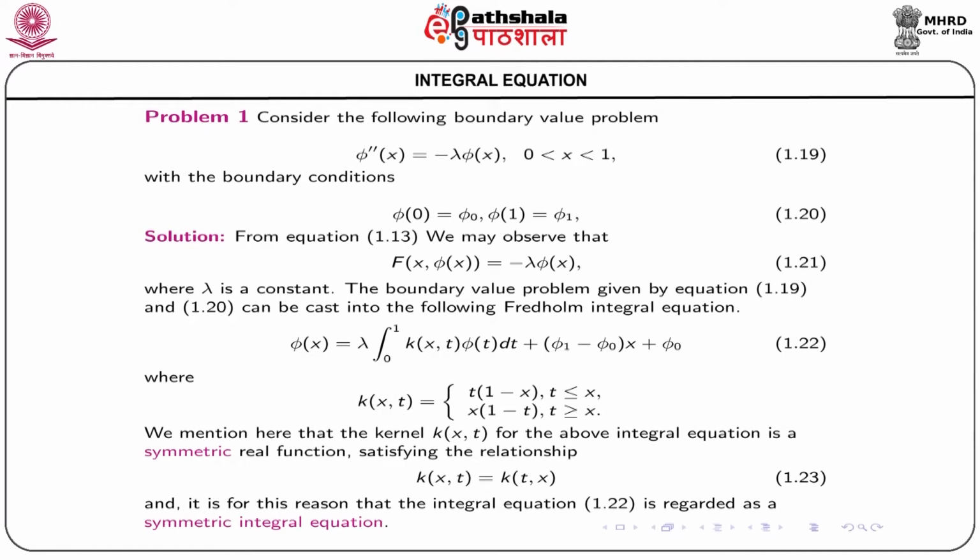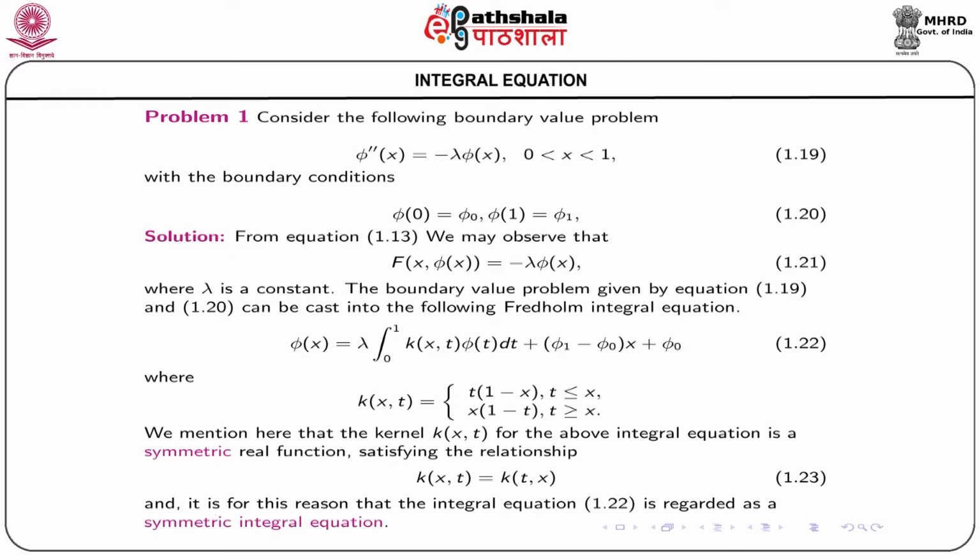So, following the similar procedure, this boundary value problem 1.19 and 1.20 can be cast into Fredholm integral equation given by equation 1.22. Here, as before, the kernel is equal to t into 1 minus x for t less than or equal to x, and x into 1 minus t for t greater than or equal to x.